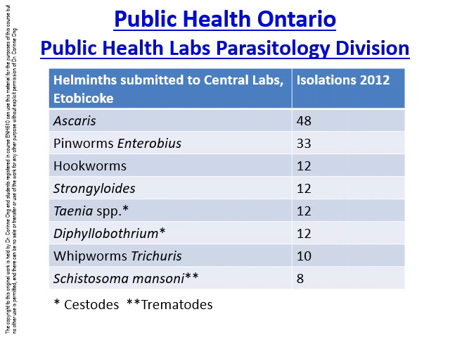When we look at the list of helminths identified in specimens that were submitted for O&P tests at the Ontario Public Health Labs, we can see that cestodes and trematodes are less frequently found than nematodes. Tapeworms were the most common cestodes identified.